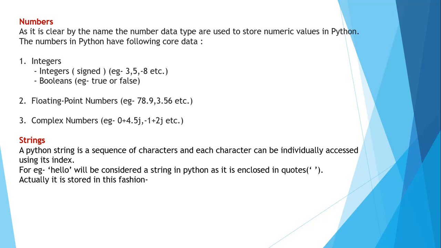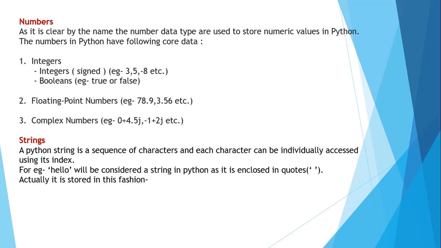Next are the floating point numbers. The floating point numbers, that I have told earlier that we are going to discuss, are basically the decimal numbers, or the numbers which have a fractional part included in them, like 78.9, 3.56. All such data will be considered under floating point numbers, the decimal numbers in a simple way.